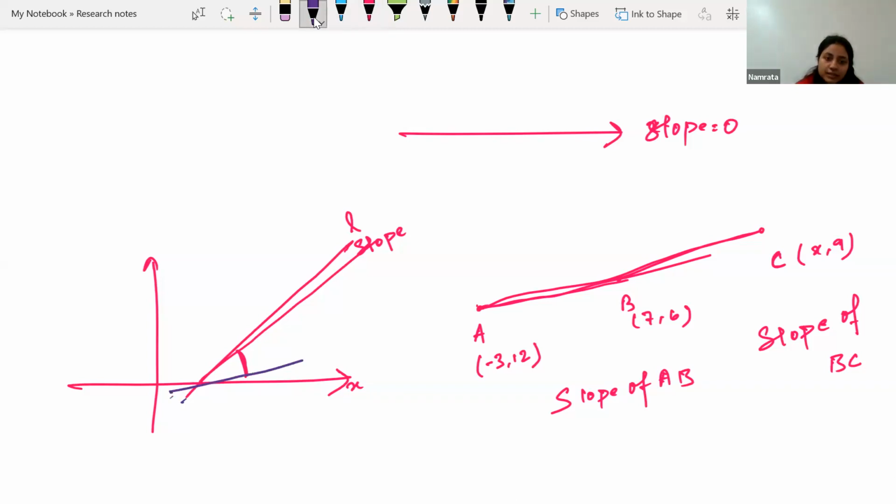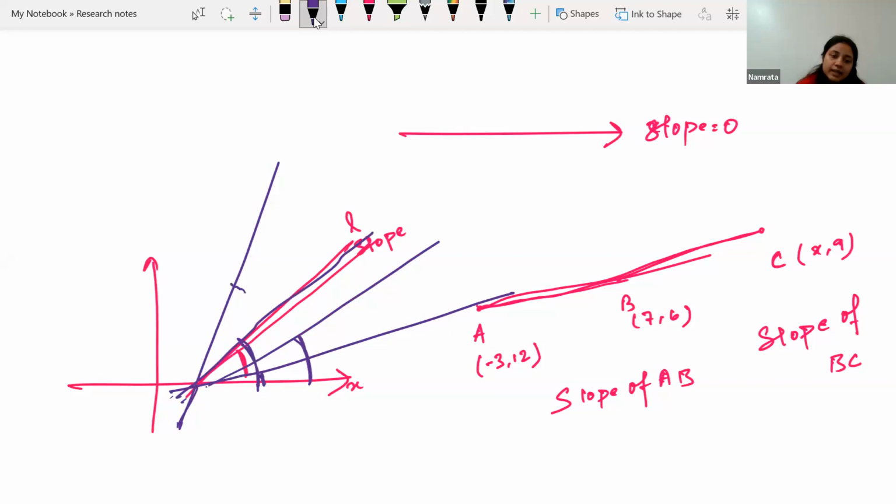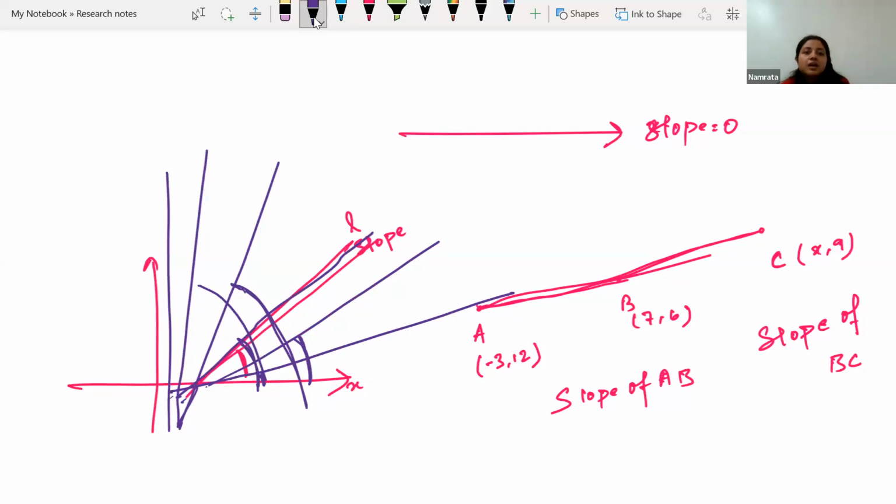When the line is like this, the slope is smaller. When it is like this, the slope is quite bigger. When it is like this, the slope is bigger, and more. When it is vertical, the slope is undefined. From 0, it goes on increasing, and when there is a vertical straight line, we say the slope is undefined, or we also say the slope is infinity. Yes, ma'am.